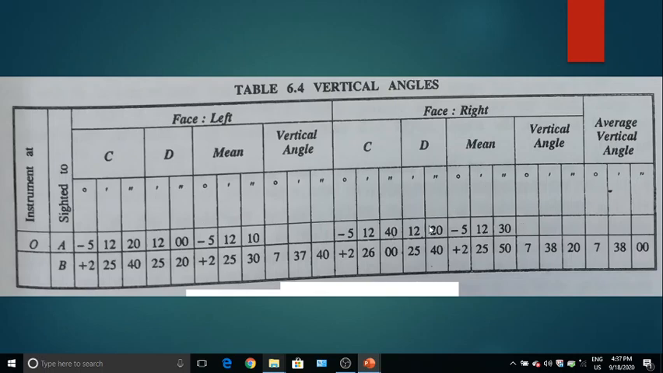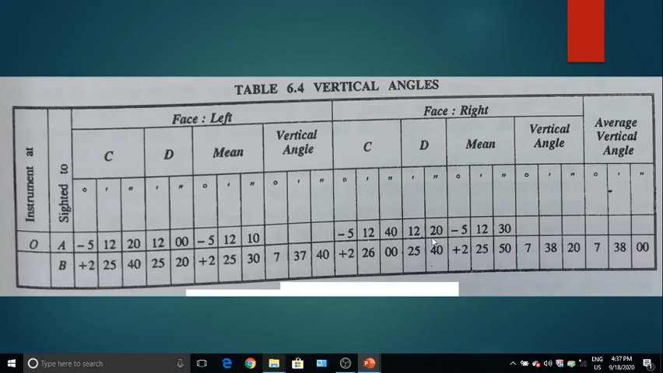So what we have to do is transit the telescope, rotate the telescope about 180 degrees in the vertical plane completely, so that the vertical circle is now on the right side of the observer. Then again, release your vertical clamp screw and bisect object A, and record the Vernier A reading as well as the Vernier B reading, and enter them in tabular form. It is 5 degrees 12 minutes and 40 seconds, similarly 12 minutes and 20 seconds, and the average will be 5 degrees 12 minutes and 30 seconds.